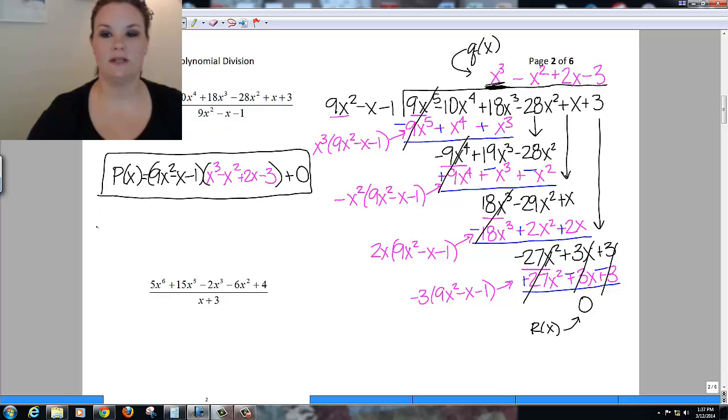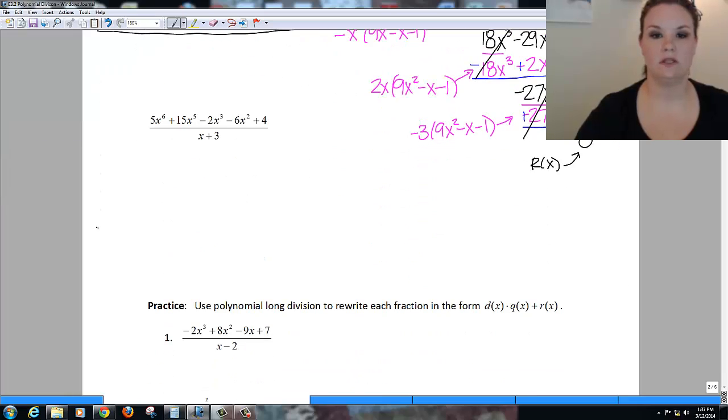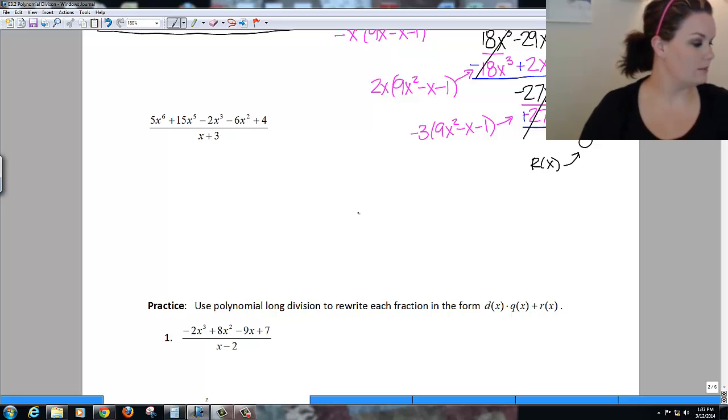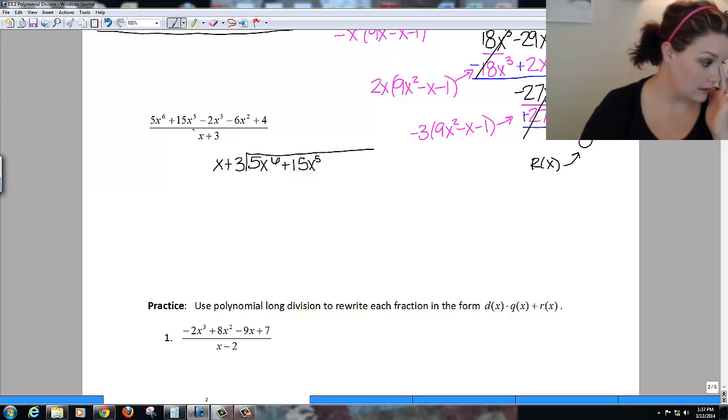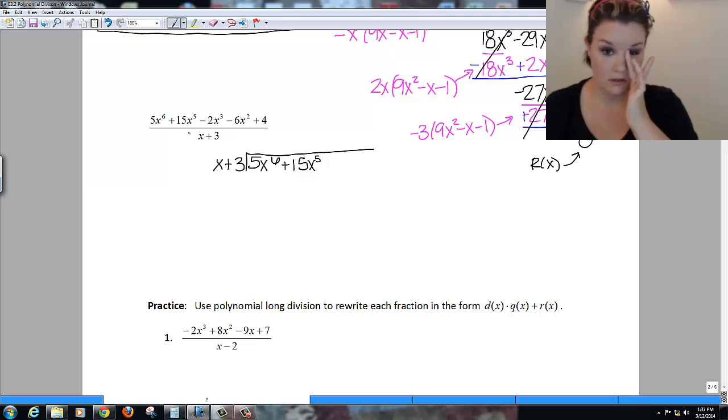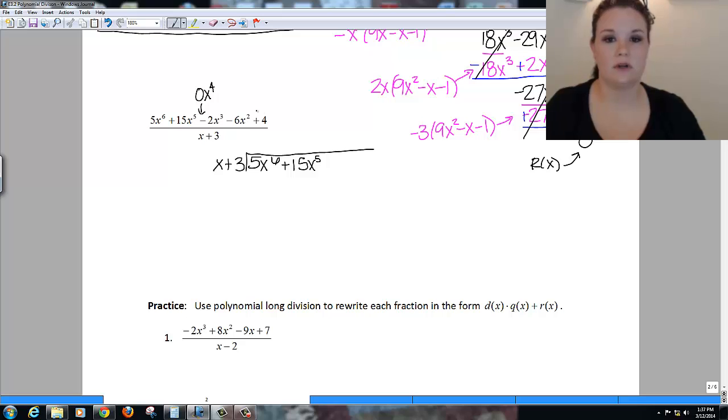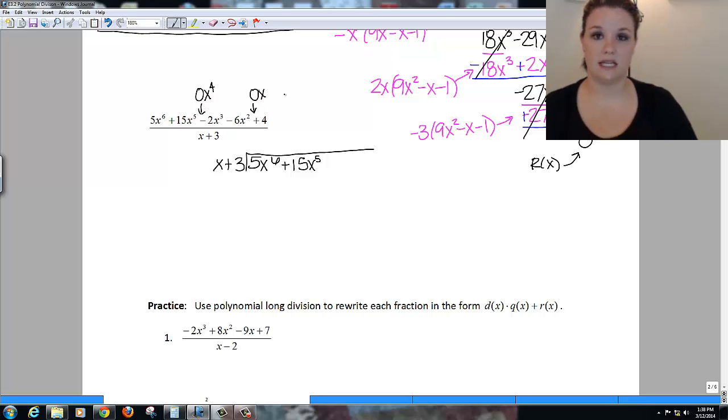Okay, let's look at another one. On this next one, I don't have a lot of room. I'm going to have to write small. I'm going to go ahead and put in my divisor, which is x plus 3, and I'm dividing that into 5x to the 6th plus 15x to the 5th. Now notice I am missing an x to the 4th, and I am missing an x term. So I'm going to put in 0x to the 4th, and I'm going to put in 0x because I need a placeholder for each of those.